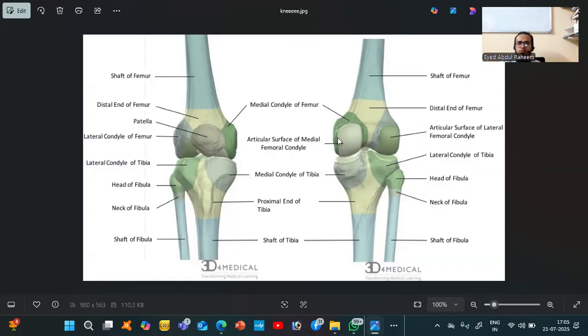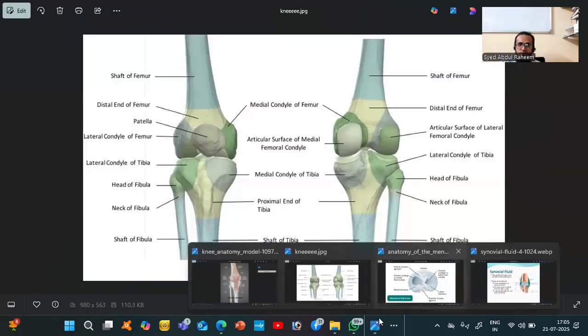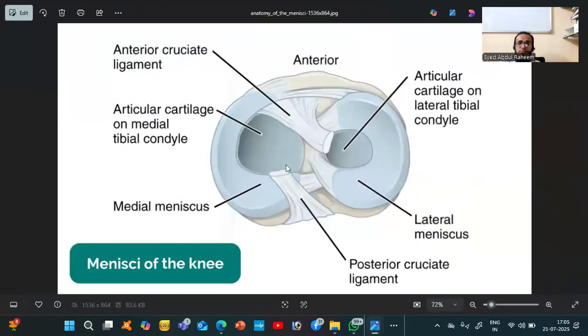Same with the medial condyle of the femur and the articular surface. What is that? It is the cartilage. Between two bones, we have cartilage. That is the articular surface. This is the medial condyle, lateral condyle, head of the fibula, neck of the fibula, end of the tibia, shaft of the tibia. This is the knee joint anatomy. Next, we have to know this is the meniscus.